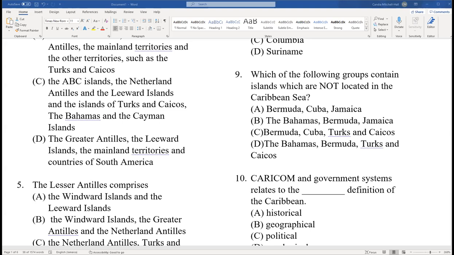Let us go to Bermuda. It's a nice place. They are British territory also. They are really not in the Caribbean, you know, but people sometimes consider them to be in the Caribbean just by association. But we don't really consider Bermuda to be part of the Caribbean.